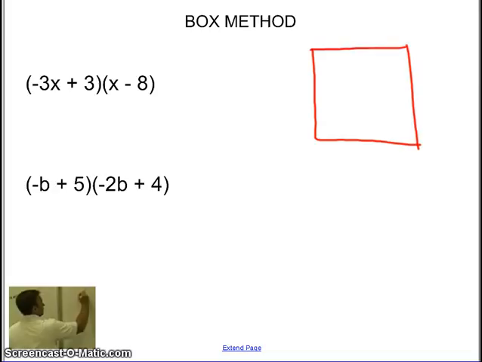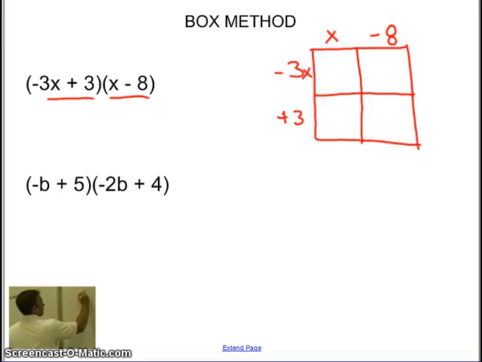Okay, and what we're going to do is take that first term, negative 3x plus 3, and split that into two terms. We're going to take the first binomial and split it into two terms. So we're going to write negative 3x here, and then positive 3 here. Okay, and we're going to split our box up into how many terms we have in each polynomial. And then the other one, we have x minus 8, so I'm going to put x here and minus 8 here.